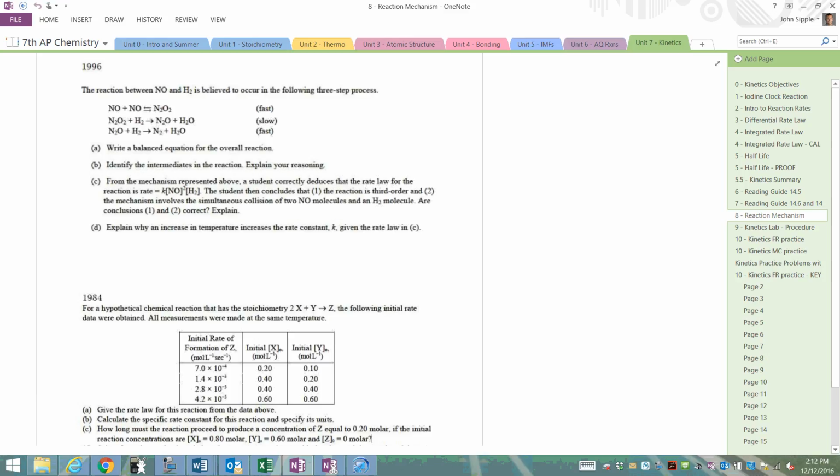So write a balanced equation for the reaction. Okay. Overall reaction. Write a balanced equation for that. You can do that. Make it happen. Oh, I'll take you to a link actually to solve that problem. But we're going to do the first part to help you with the differential rate law.